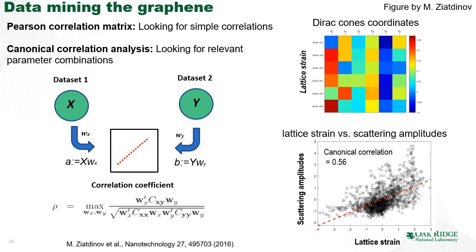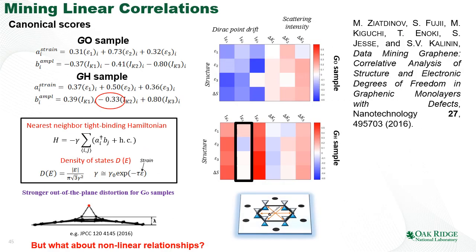A slightly different way to explore this data is canonical correlation analysis. In this case, we take two data sets and explore which linear combination of the components in the first data set and the second data set gives us larger correlation coefficients. It turns out that we can find some correlation between the scattering amplitudes and lattice strain. And again, this may tell us something about the materials physics. In this particular case, we can speculate that there is a relationship between the electronic properties and the lattice strain, which is related to the formation of out-of-plane bonded oxygen atoms.